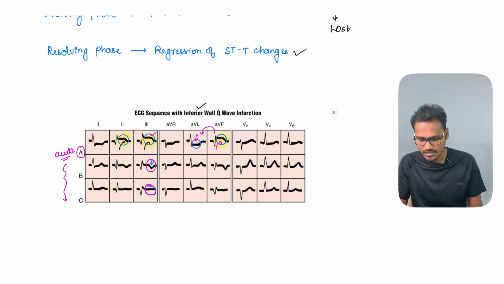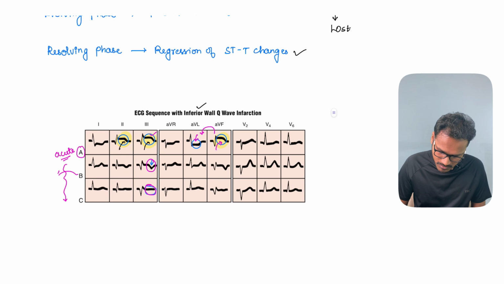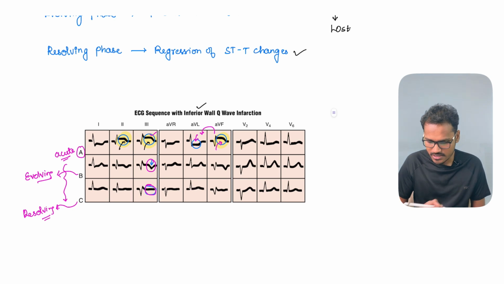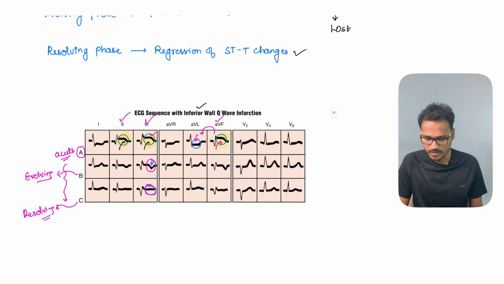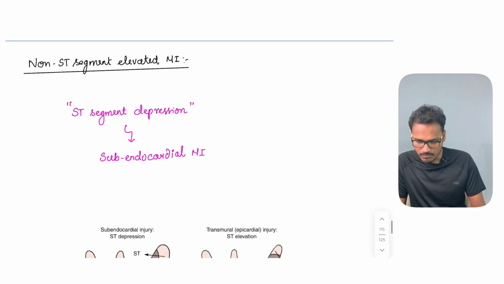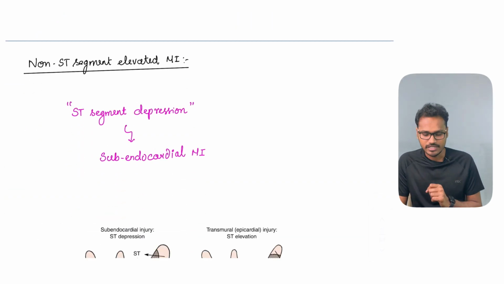So this is called the resolving phase. So B is nothing but our evolving phase. And the C group of diagrams is nothing but the resolving phase. So all these changes can be seen. Classically, as you can see, lead 2, lead 3 and AVF are showing the changes. So it is obviously an inferior wall MI. So this is all about MI, which is the ST segment elevated MI.